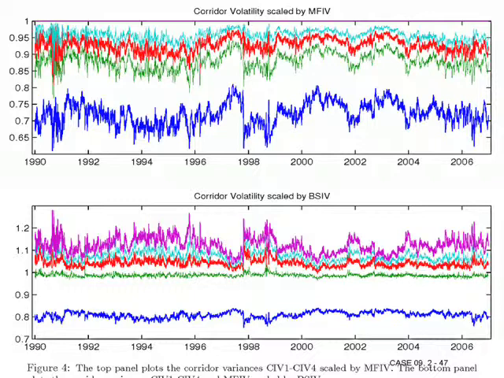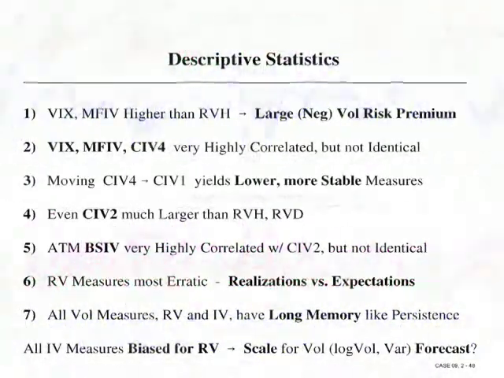Okay. So what do I get out of all of this? Well, there's a very large negative volatility risk premium. That is, when you buy a variance swap contract, you're going to lose money, or you pay more for it than it actually turns out to be on average. That's what we call a negative volatility risk premium.